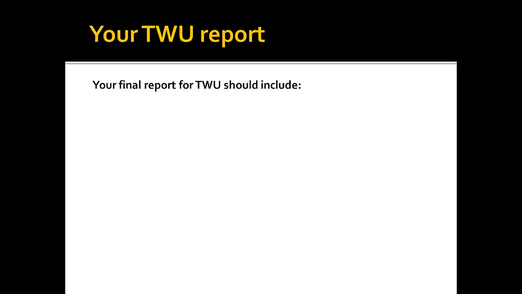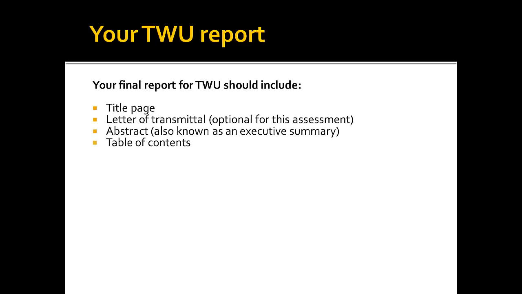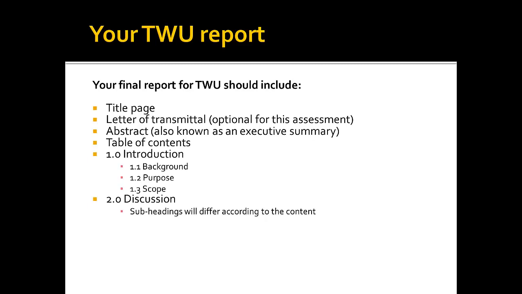Okay, so your TWU report should include the following: a title page, a letter of transmittal. That is optional, but we do encourage you to do it. I'll explain a little bit more about what that is in a moment. An abstract, a table of contents, an introduction, and then the body section. That'll be made up of headings and subheadings that you choose. You can put them under the heading discussion and have them all there, or probably more commonly you would have a number of different headings. The section that follows that would be the conclusion and recommendations. Some reports do separate them out into different headings, but you'll at least need different subheadings, if not different headings.